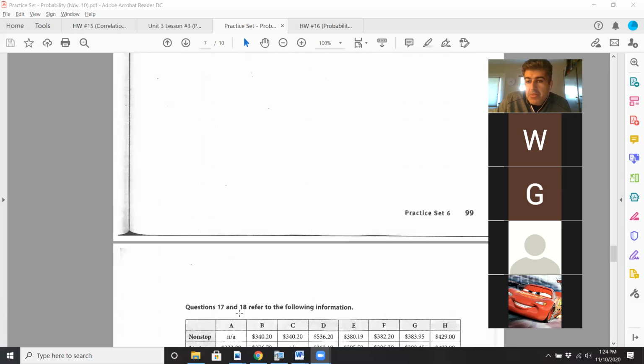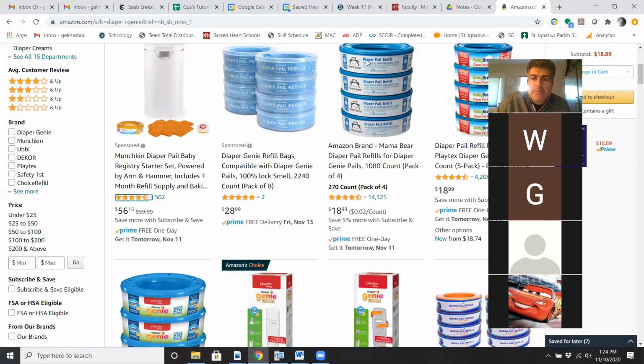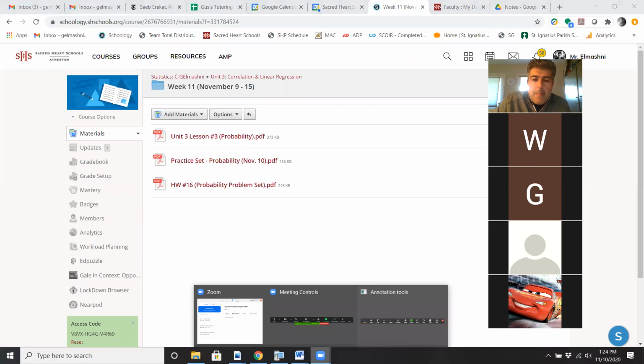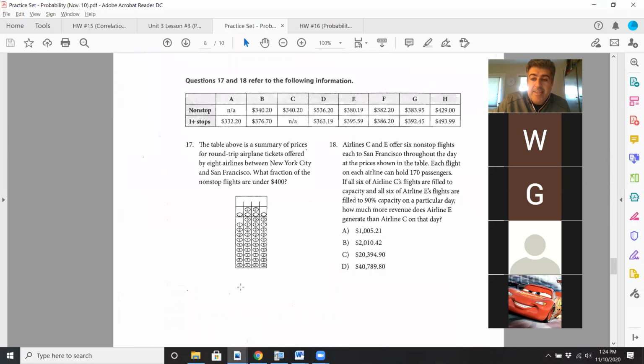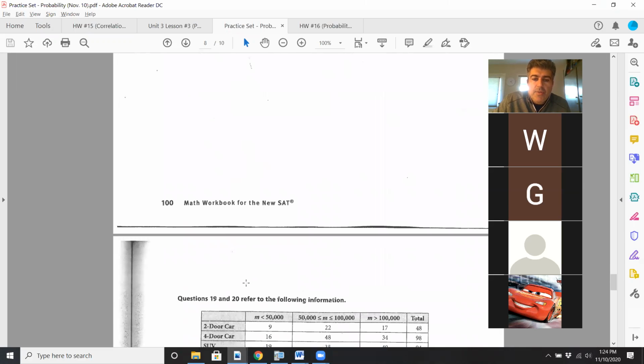We'll do this for about 10 minutes, then we'll come back. To access this, you simply go to practice set probability. It's right there. I'll put you guys in breakout rooms for about 10 minutes. Again, you're doing 17, 18, 19, and 20.